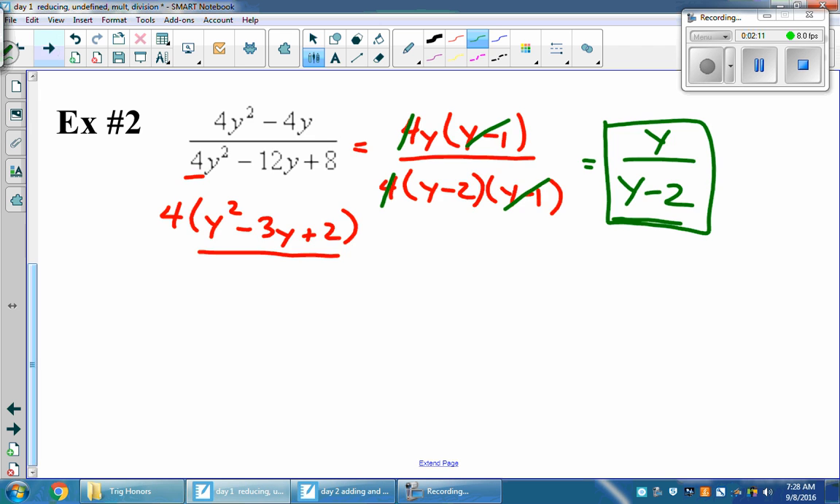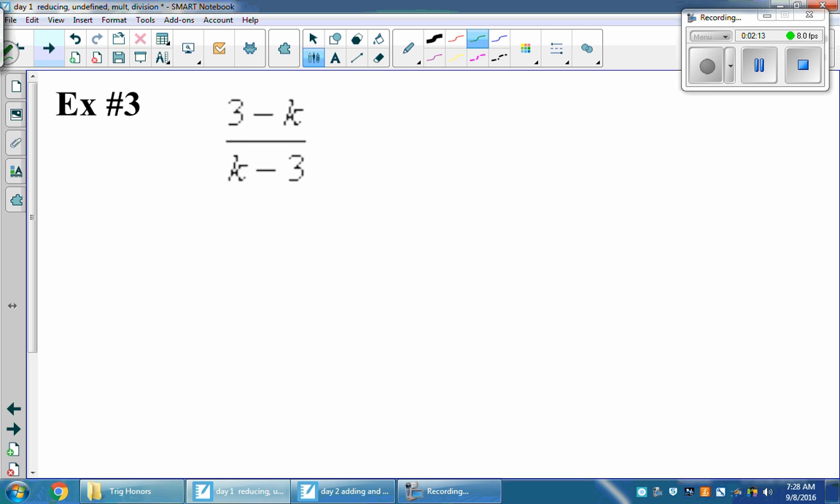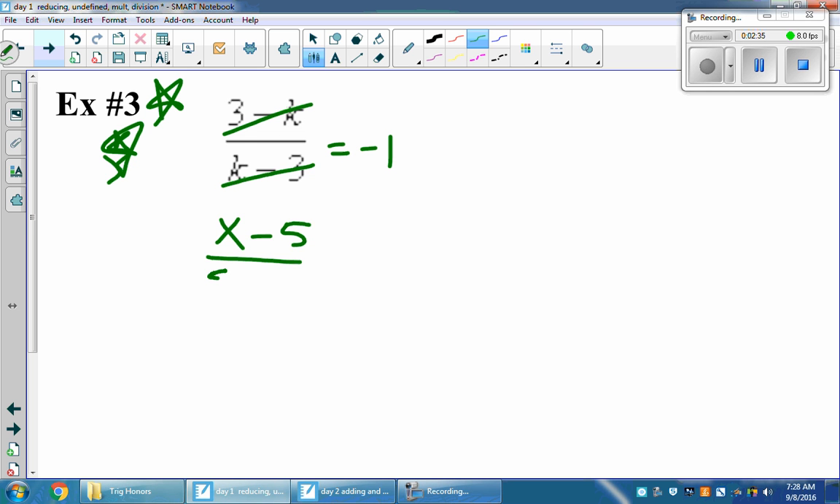Okay, let's try example 3. Oh, this is a trick. Let's put a star on this one. So, if you see the same binomial, it has the same 2 numbers, but the order switched and it's a subtraction, they're going to cancel, and you're going to get negative 1. So if I had x minus 5 over 5 minus x, it is a trick. They cancel, you get negative 1.